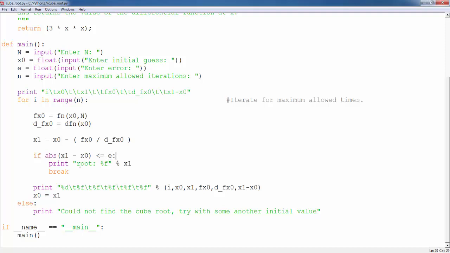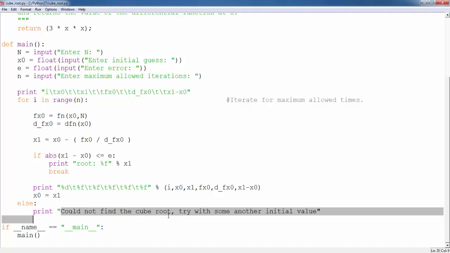If it is less than this, then print the root as x1 and break. That will stop the program. Else, we are going to write all the values and proceed with assignment of x1 to x0, again continuing with the loop. So following this procedure, at some step we may converge and finally print out that root value. Else it may happen that all the iterations are over and we have not found the appropriate root value. So the else statement will execute if the for loop ends without the break statement, then it will print could not find the cube root, try with some other initial value. We can provide the message also.